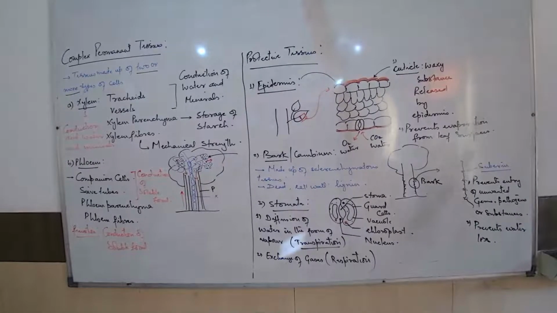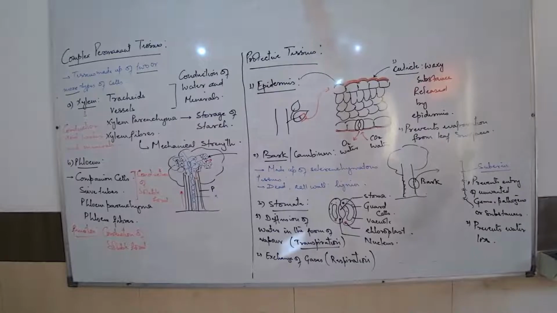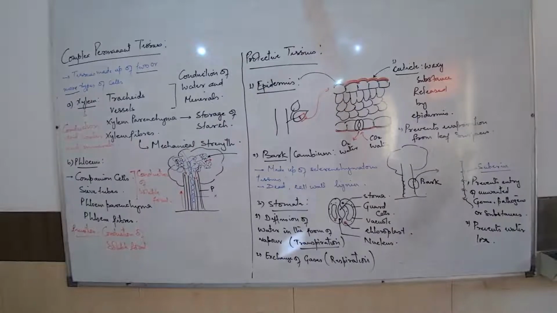Name the cells which make up the stomata. Next question, number 4. Cells, only a two-word answer it is. Only a two-word answer.